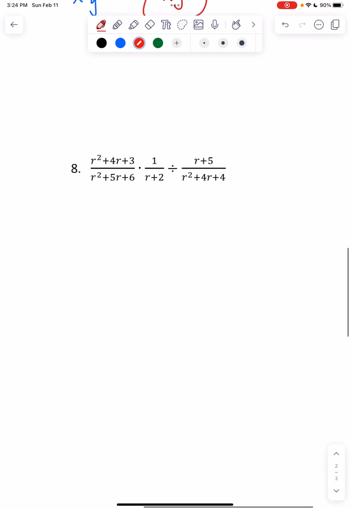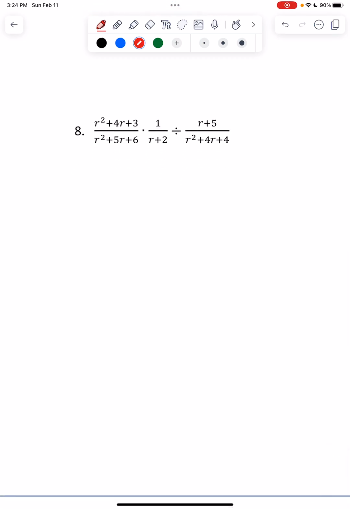And then number 8, a little bit of multiplication and division, a lot of factoring in this one. Okay. So if we look at this first fraction, so let's see, multiplies to 3 adds to 4 would be a 3 and a 1. So that would give us r plus 3, r plus 1. And then this guy multiplies to 6 adds to 5 would be 3 and 2. So over r plus 3 times r plus 2. And then this is multiplication, so we don't flip anything.